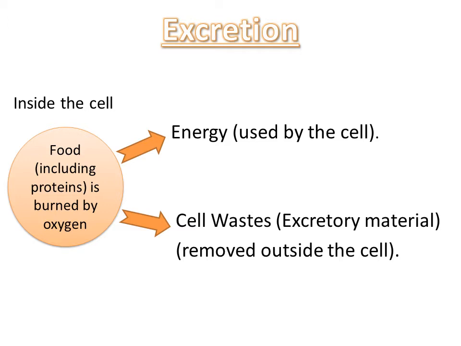So when I burn the food by using the oxygen, the cell produces two things: energy, which is used by the cell, and it also produces cell wastes, which are removed outside the cell. These cell wastes, I give them another name, which is excretory material. So what are the excretory materials? They are the cell wastes. Wastes or things that are harmful for the cell and the cell doesn't need them, so we should remove them outside the body. We have 3 types of cell wastes.